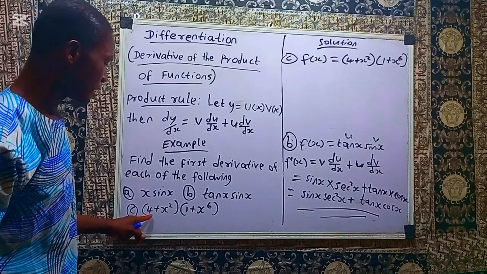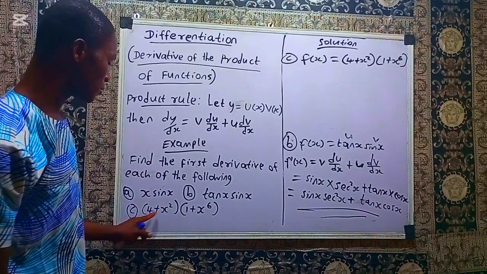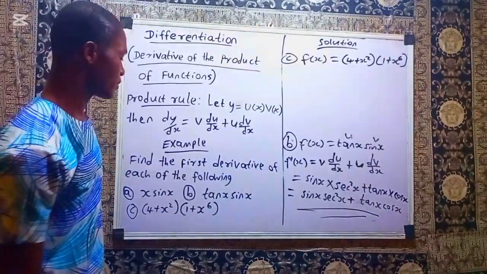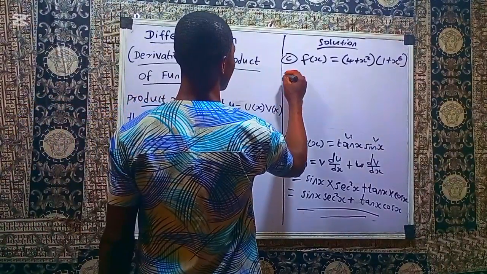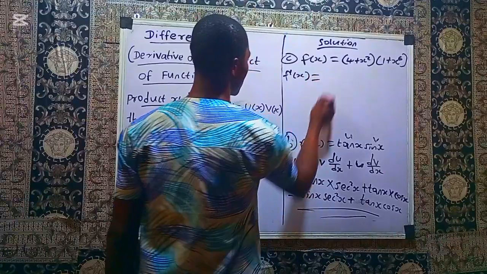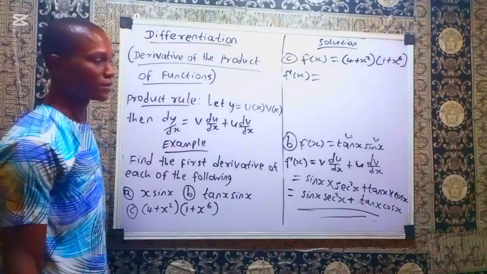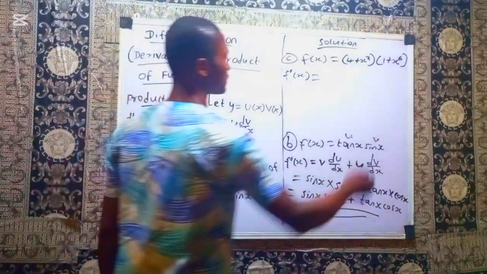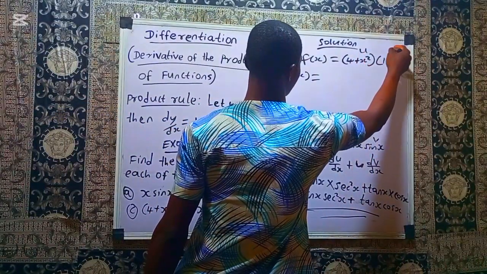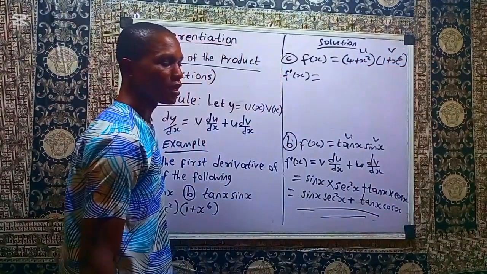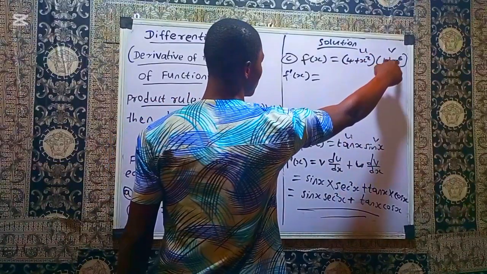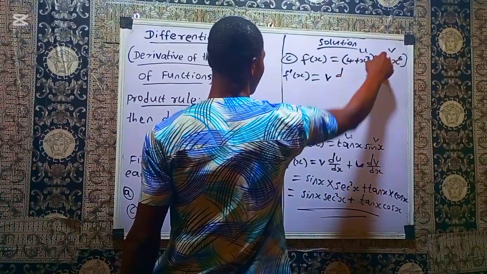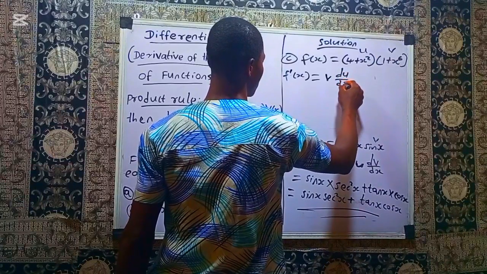So I have open bracket x plus, open bracket 4 plus x squared, close bracket, open bracket 1 plus x raised to the power 6. So we want to find the derivative of this function with respect to x. So I'll denote it by f prime of x. So by the product rule, I'm going to name this first function u, and name the second function v. And the product rule says you keep the second function v and differentiate the first function. So I'm keeping v, I'm differentiating u with respect to x.